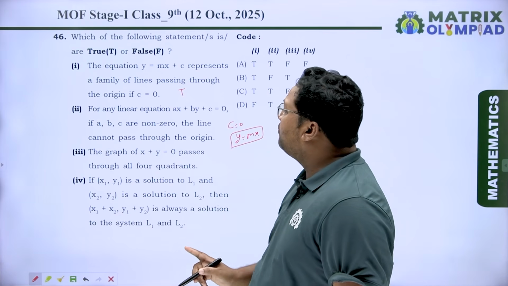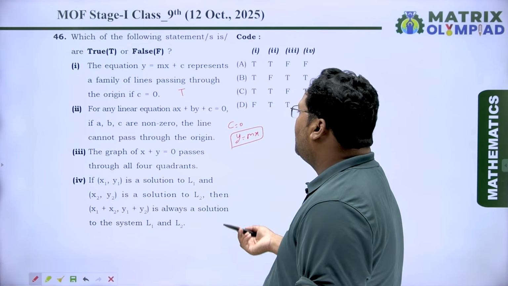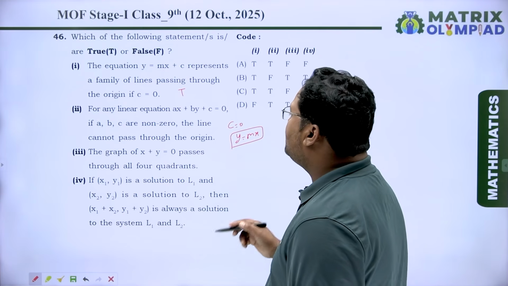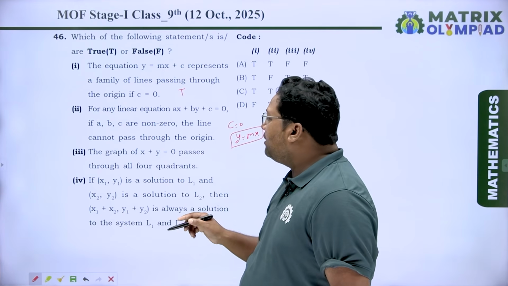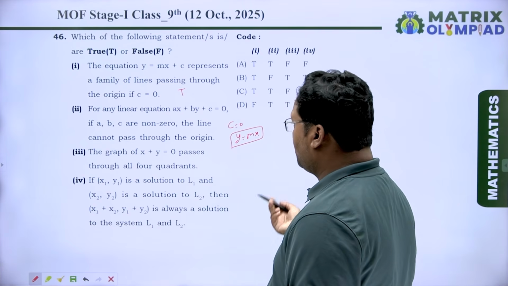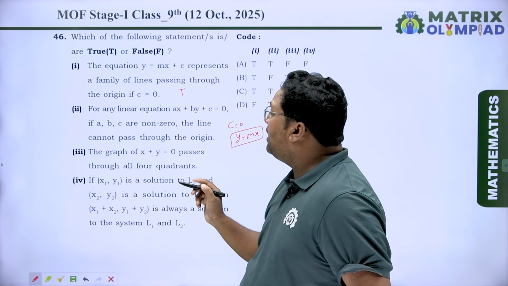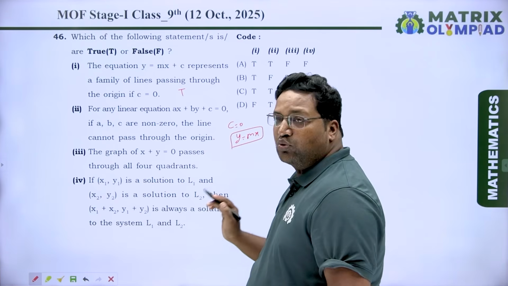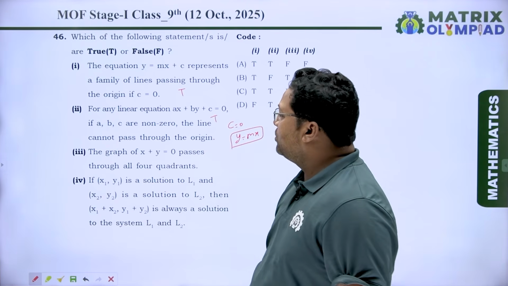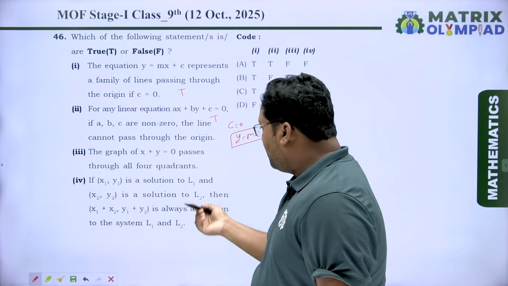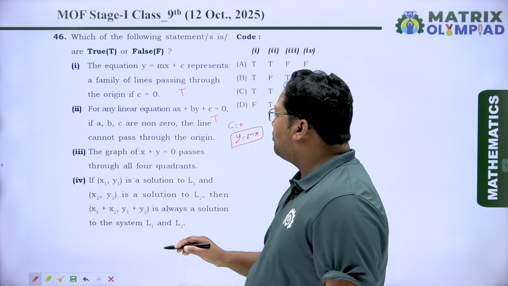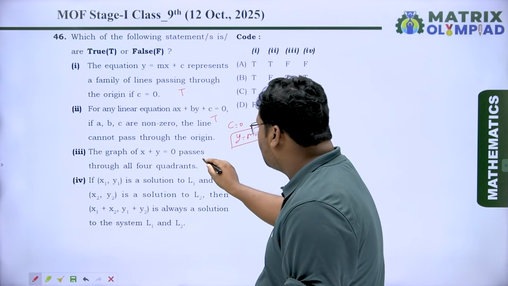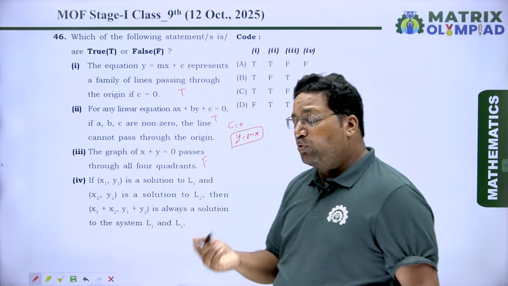The next statement is: for any linear equation ax plus by plus c equal to 0, if a, b, c are non-zero, the line cannot pass through the origin. It is also a true statement. When a, b, c are non-zero, this line cannot pass through the origin. So it is also a true statement. Next is: the graph of x plus y equal to 0 passes through all four quadrants. So it is a false statement. It passes through only two quadrants.